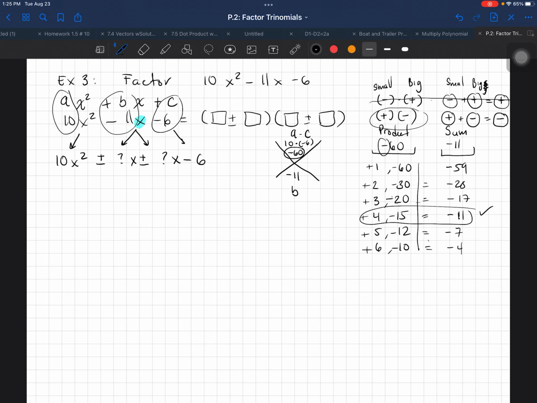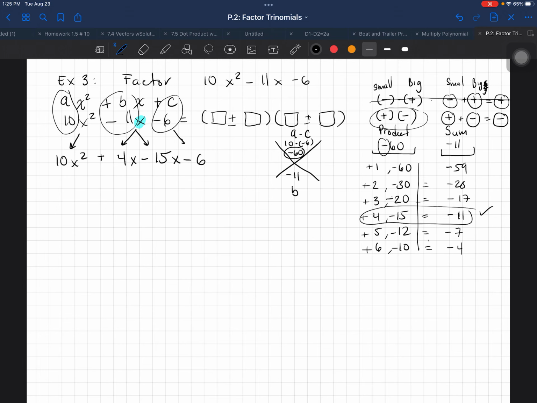So that means that these two numbers are going to be positive 4 and negative, so plus 4x minus 15x. There you go. All right, so we found the two numbers.